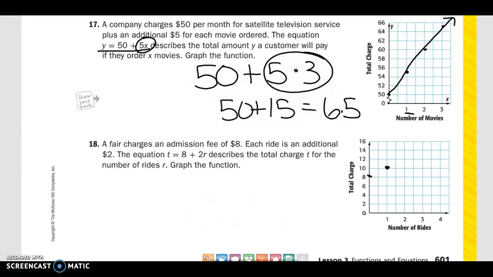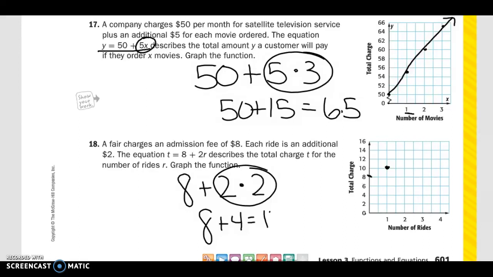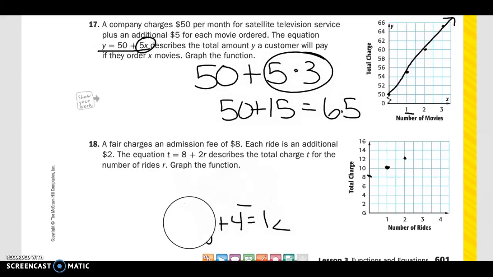So our next one, what happens if we want to ride 2 rides? We're going to plug 2 in for r. So 8 plus 2 times 2. 2 times 2 is 4. So 8 plus 4 equals 12. So make sure you get on the 2 line on this one. We get 12. Some of you might see that pattern already. If you do, just go ahead and fill it in.